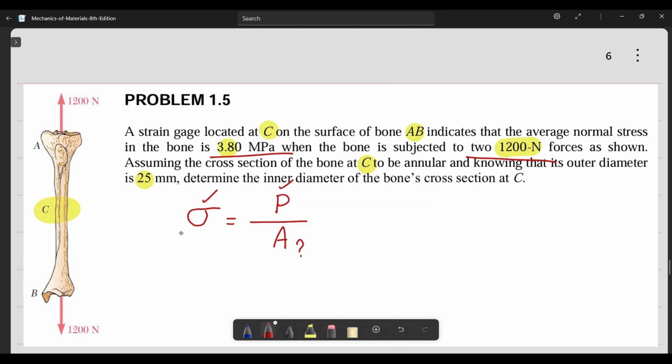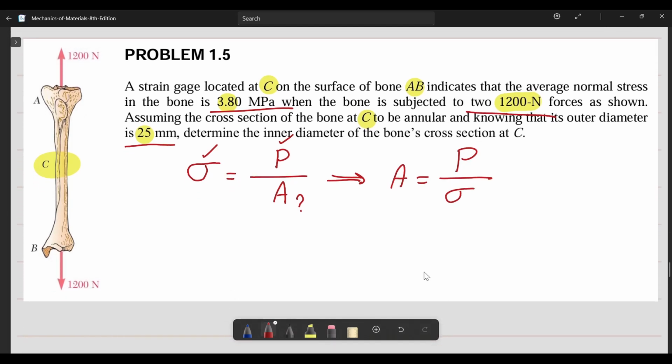The problem statement gives us the outer diameter of this donut, and we need to use that to find the inner diameter of the hollow bone's cross-section. If we change the formula, we have A equals load divided by stress. On the other hand, we know that the area of a donut is pi over 4 times the outer diameter squared minus the inner diameter squared.